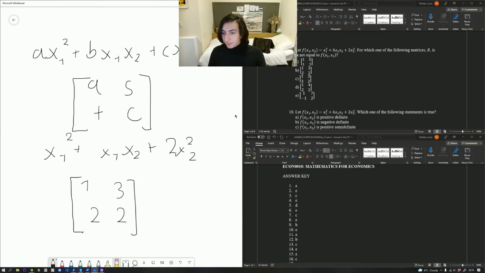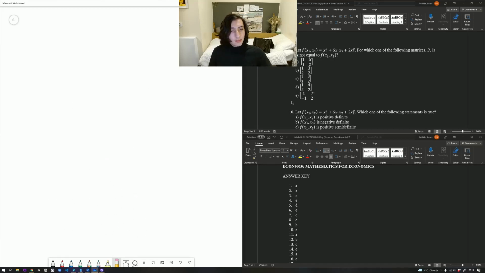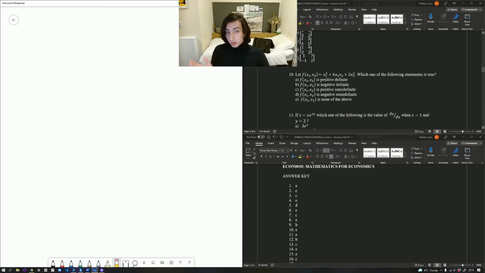Okay. There we go. All right. So, next one's a bit trickier. Let's take the quadratic form that we had before, and we have a matrix that will be coming from this. Which of the following statements is true?